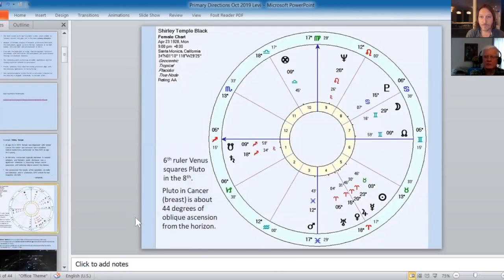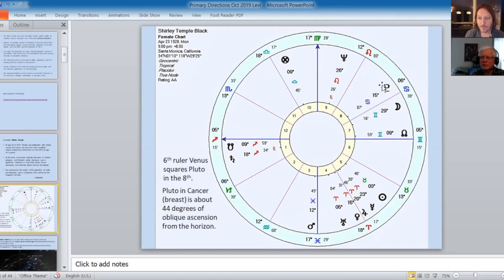This is her birth chart. So she's born in 1928, April 23rd, in California, Santa Monica. Any clues to breast cancer? Well, her ascendant is Jupiter. Her sixth cusp is ruled by Venus, and she has Pluto in the eighth in the sign Cancer, which rules the breasts. And Pluto is exactly square her Venus, ruler of the sixth.